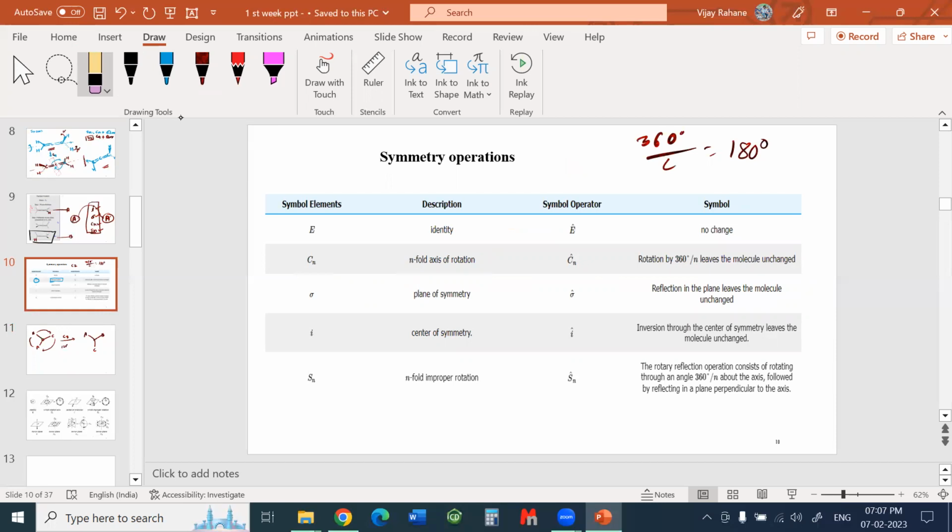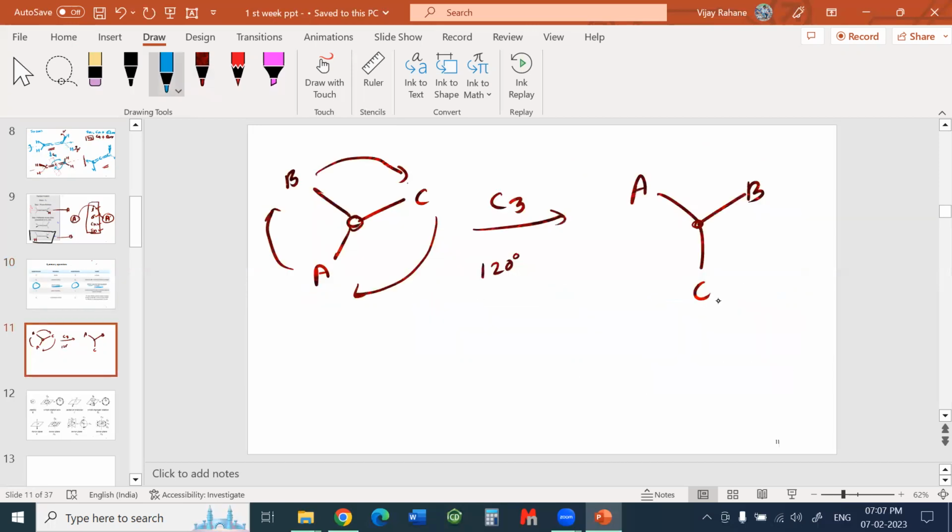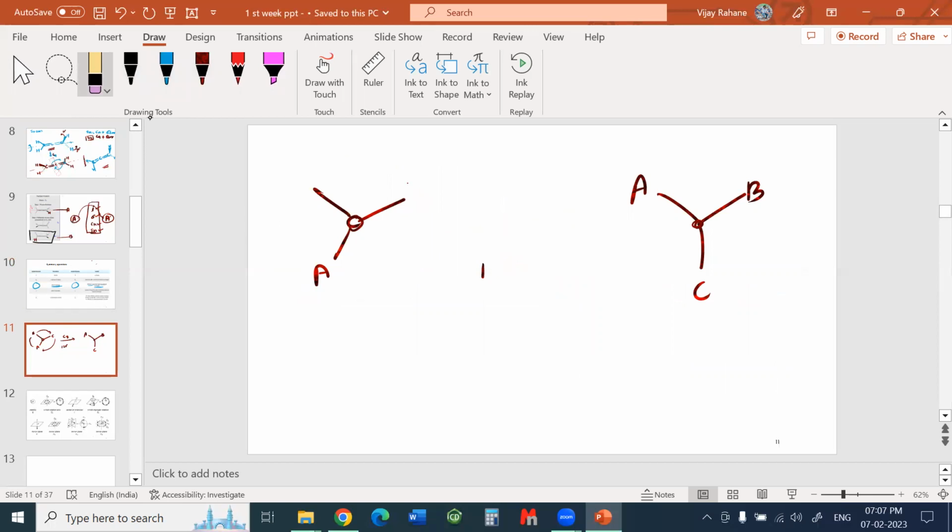These are examples of the Cn operation. Similarly, here is sigma, meaning the plane of symmetry, right? Sigma describes the plane of symmetry, and this operator is called the sigma operator. So we need to take a reflection in the plane which leaves the molecule unchanged. We'll see with the help of an example. Let's take a similar example, we'll just change it.